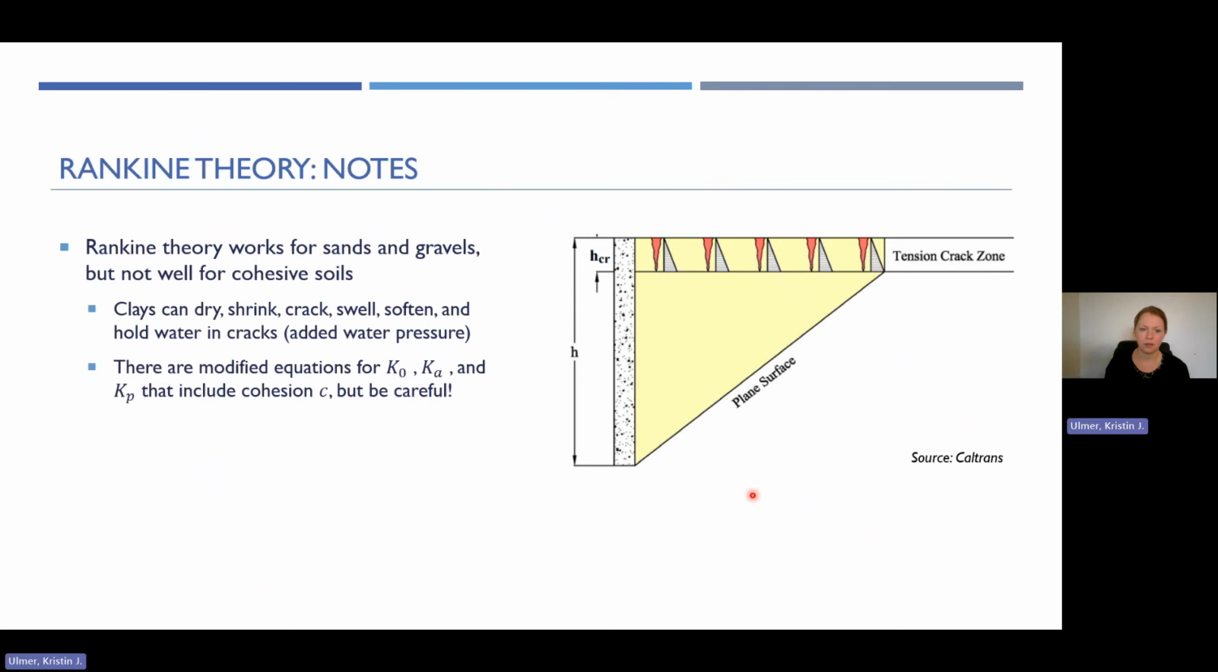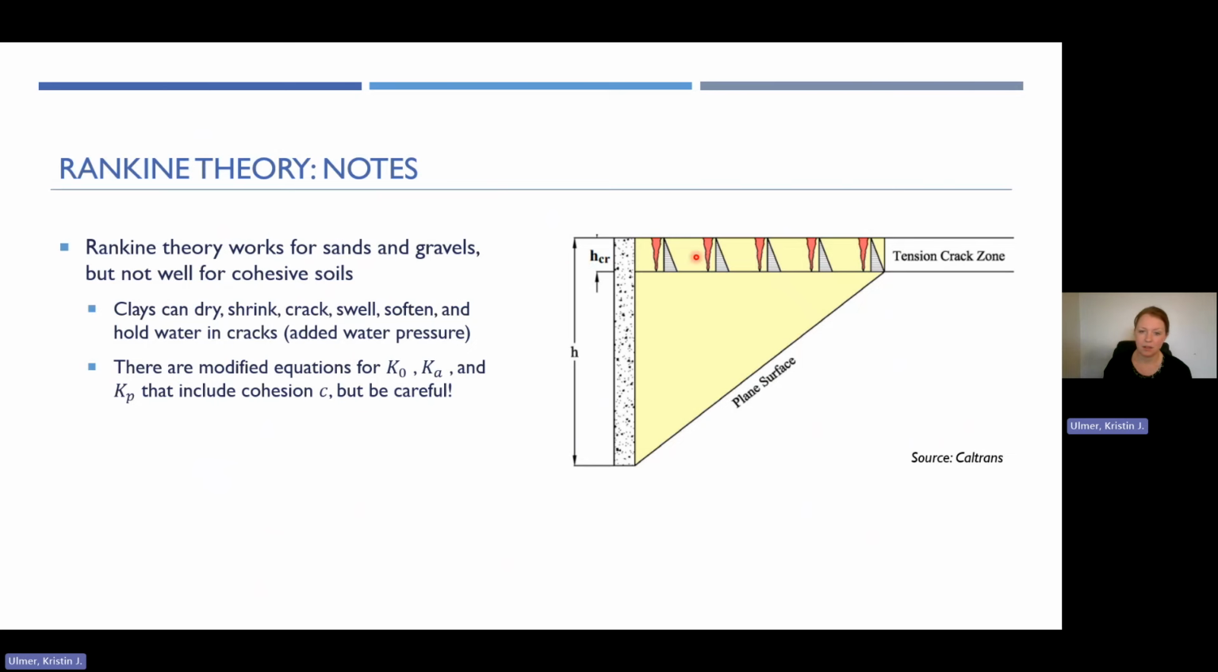So I mentioned earlier, we were looking at soils where we're not incorporating cohesion. So we're looking at our granular soils, non-cohesive material. The Rankine theory works pretty well for sands and gravels, not particularly well for cohesive soils. One of the reasons is because clays can dry, shrink, crack, swell, soften, and hold water in those cracks. If these cracks develop and water is retained inside of these cracks, they will add additional hydrostatic pressure on the wall than maybe was anticipated.